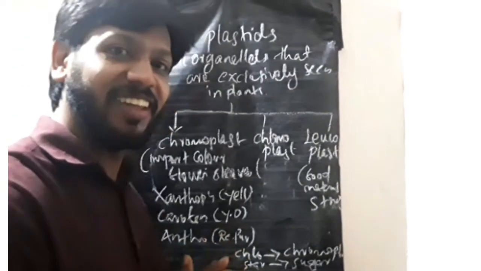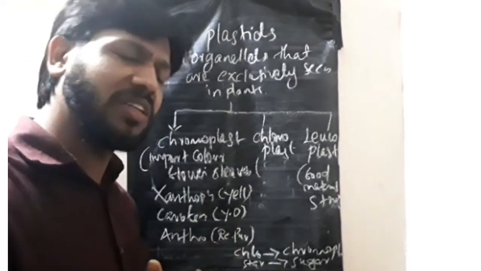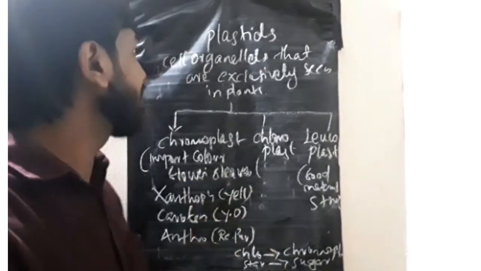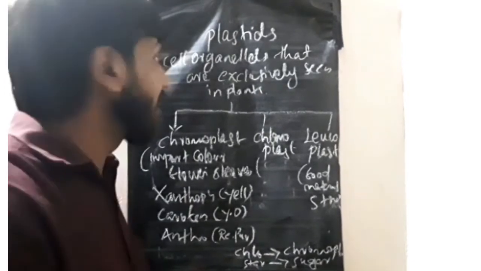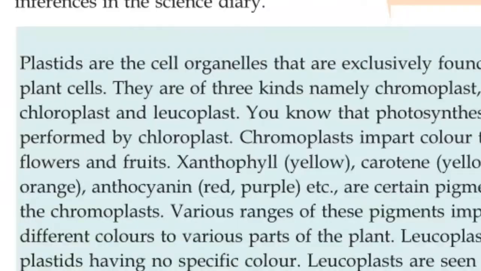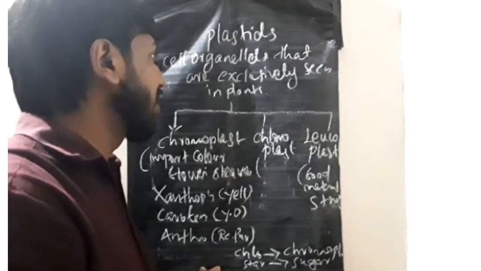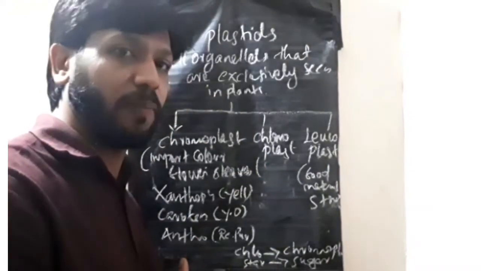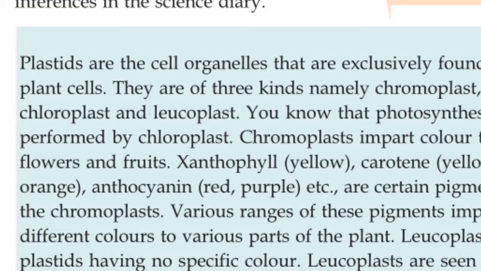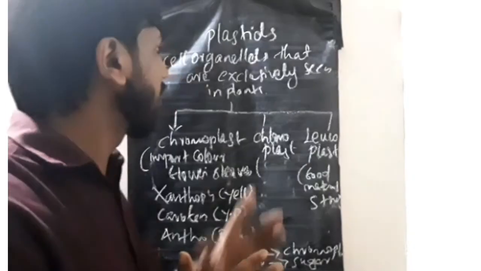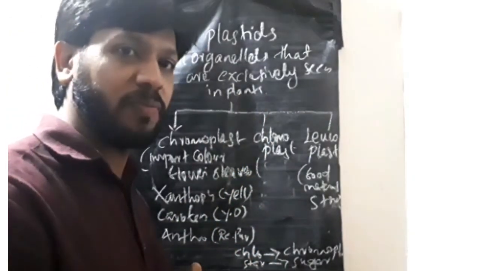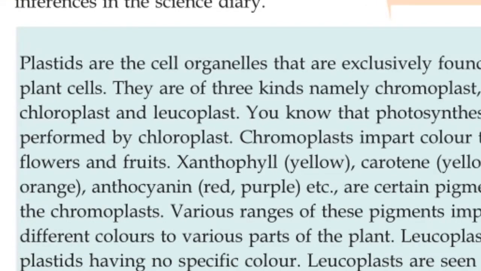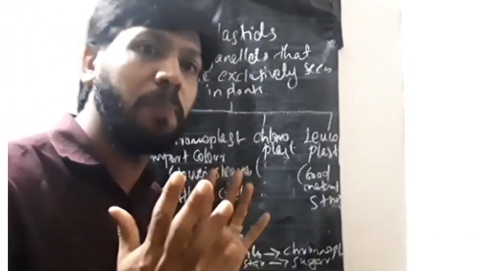Okay, dear students, next we can see special cell organelles seen in plants. That cell organelle is called plastids. What are plastids? Plastids are cell organelles that are exclusively seen only in plant cells. They are called plastids, only seen in plant cells.